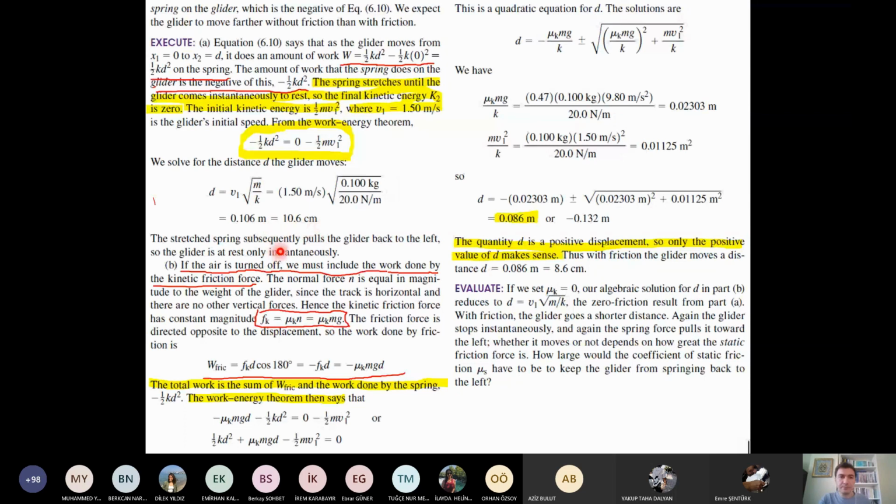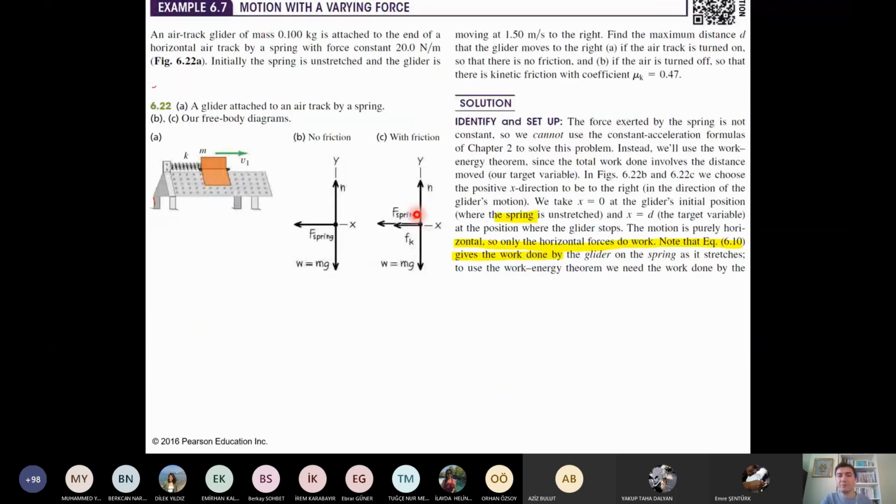So here, this is the first condition. And what about the second condition? If the air is turned off, we must include the work done by the kinetic friction force. Okay, so kinetic friction will also do work on the glider. And the work done by the kinetic friction will also be negative because the displacement is to the right side and the applied kinetic friction force is to the left side, so there will be negative work.